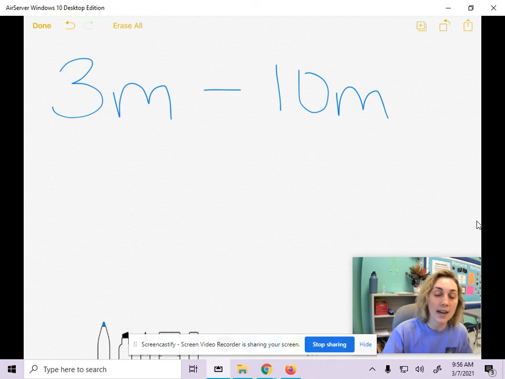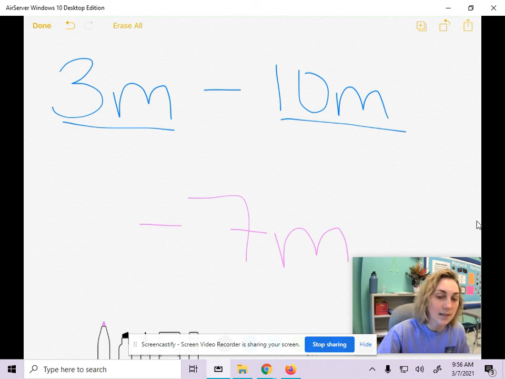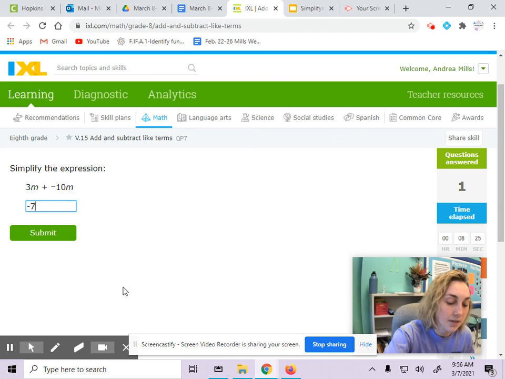So in this case, we were going to add by a negative, so we're just going to subtract. We're going to subtract 10m from 3m. Again, they both have the same base, they're both m's. So we can just go ahead and subtract them. 3 minus 10 is going to give us negative 7. We keep the same base with that, and that's it. So negative 7m.